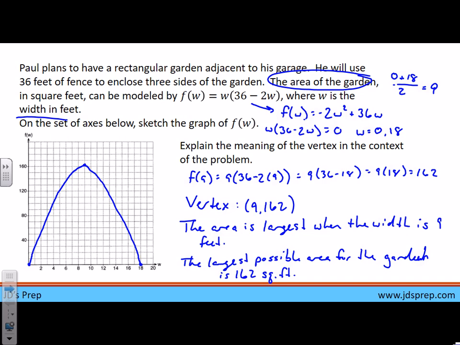Anytime you have a quantity that is being measured or modeled by a quadratic function, the vertex of the parabola, whether it's the highest point on the graph or the lowest point on the graph, is giving you either the maximum or minimum value of whatever quantity it is that you're measuring. In this case, we were measuring the area and the vertex was the highest point, so the maximum possible area was 162 square feet, which occurs when the width of the garden is 9 feet.